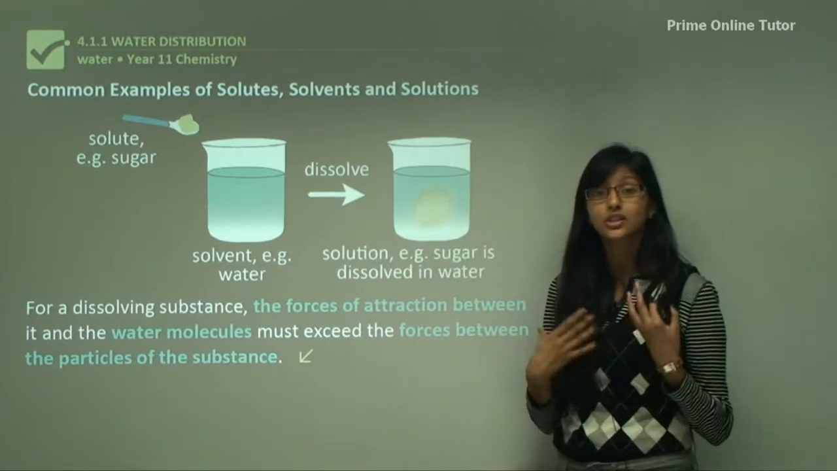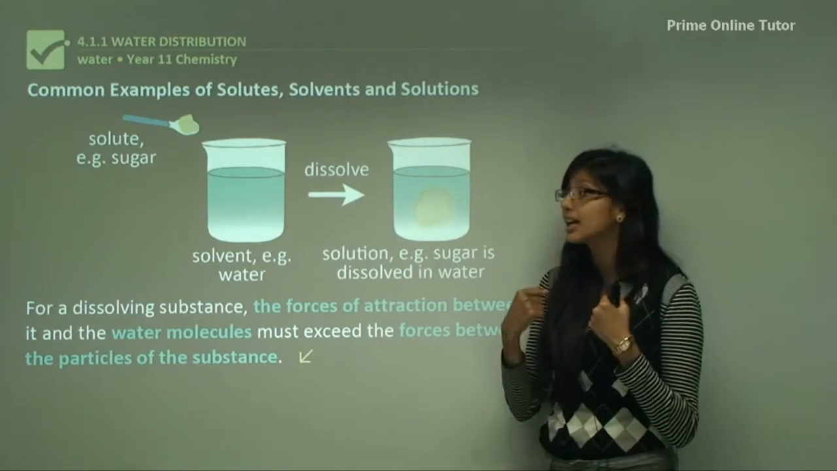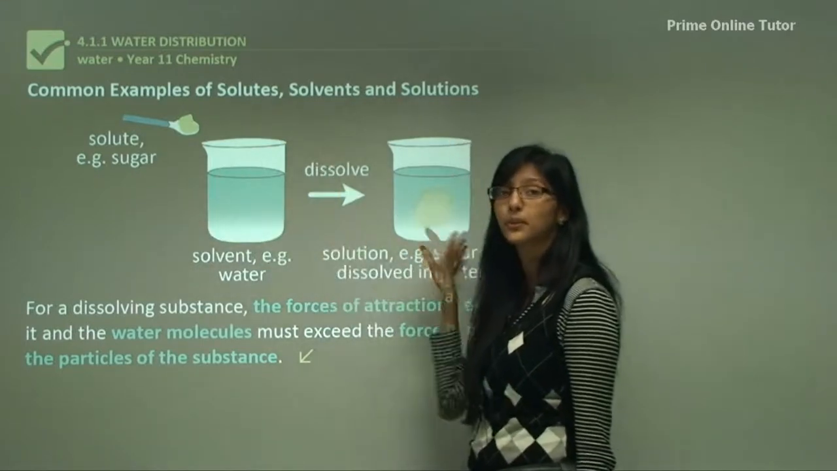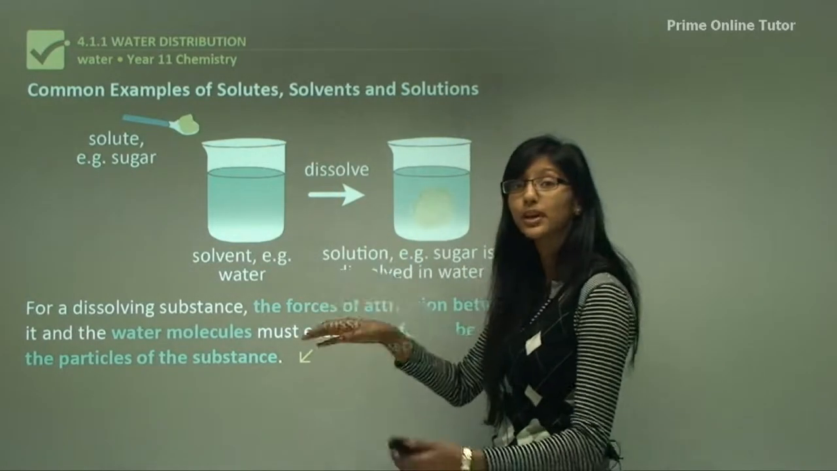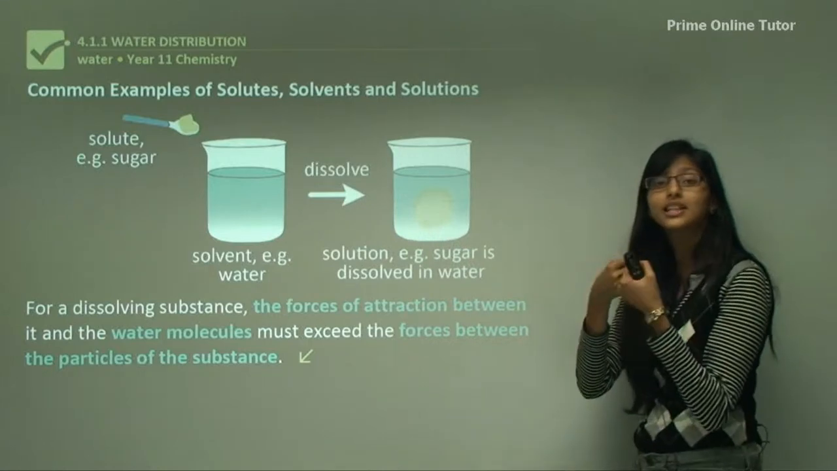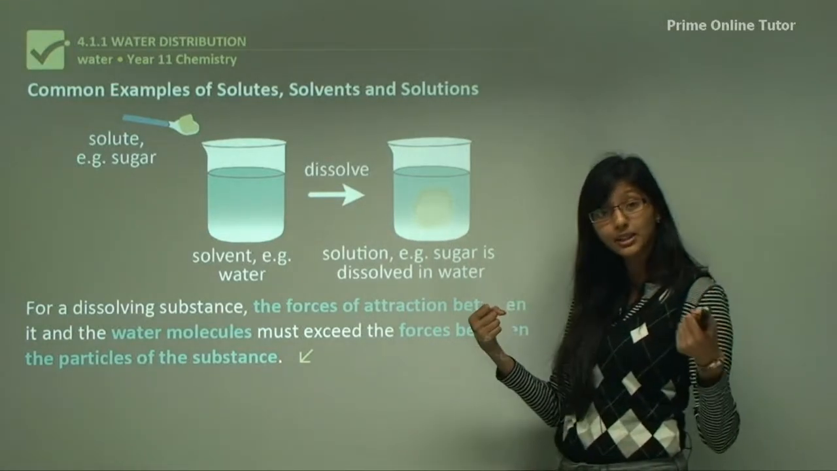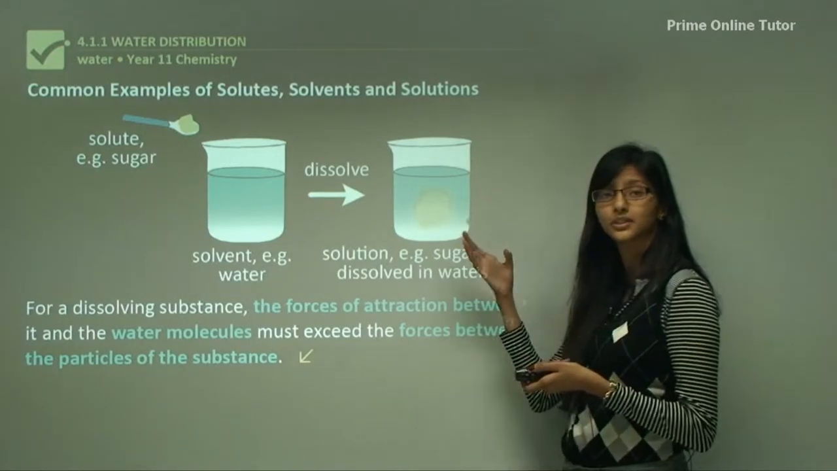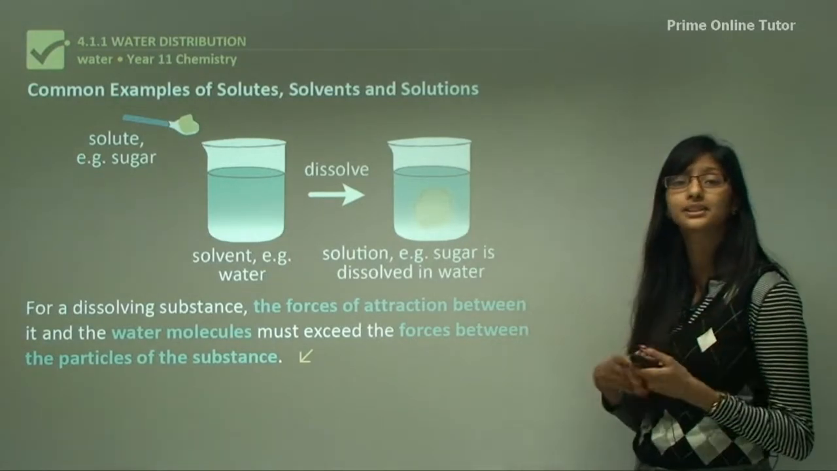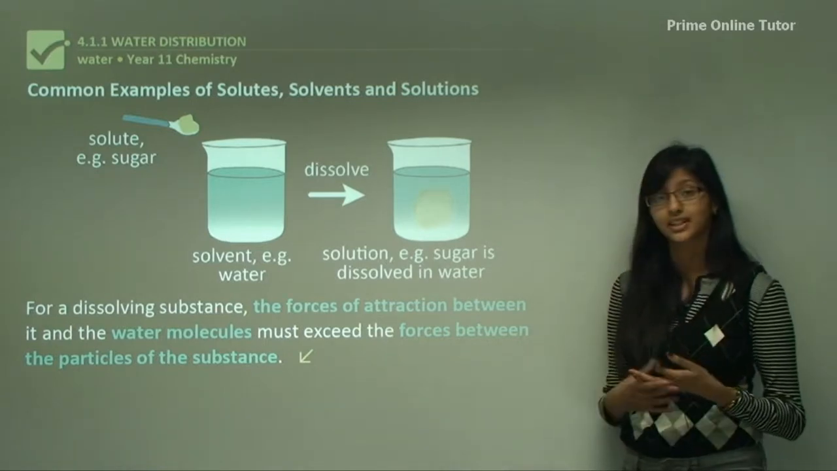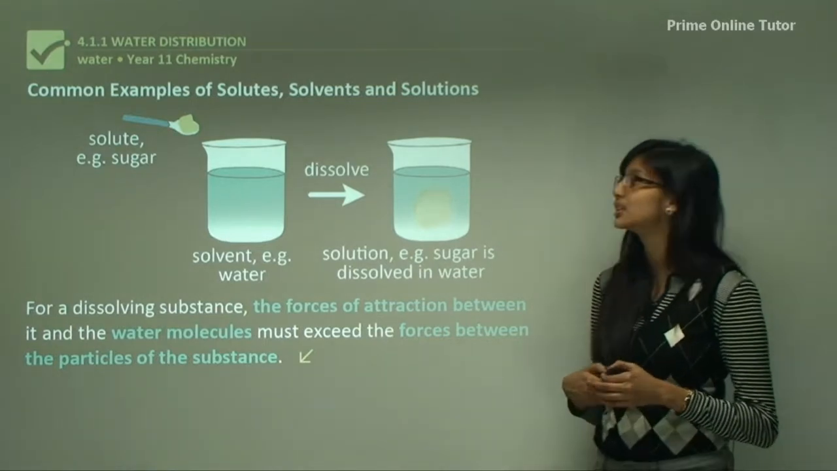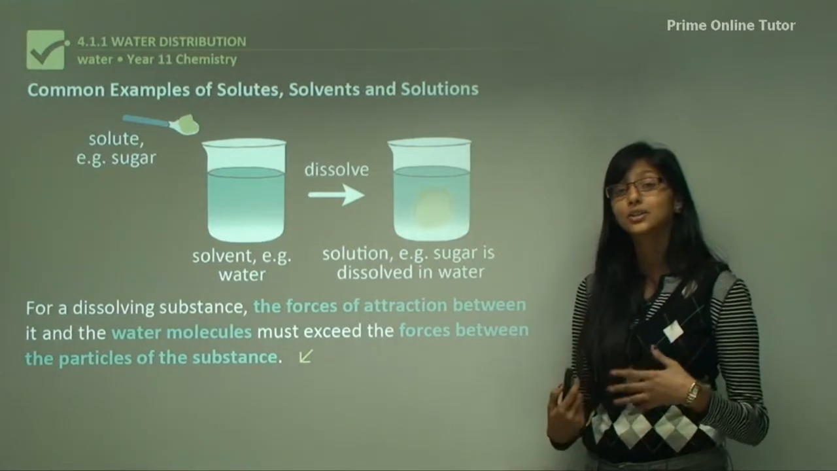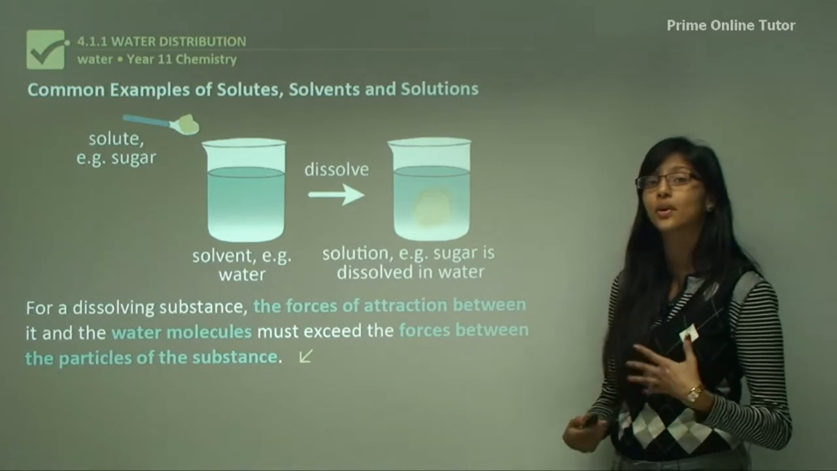So for a substance to dissolve, you need to break the bonds between the sugar molecules that they initially had before they were put into the solution. When you put them into the solution, those initial attracting bonds break between the sugar molecules, and they form new bonds with the water molecules. So that's how a substance dissolves in a solution. In this part, we looked at three very important terms, solute, solvent, and solution, and we also looked at how water is a very important solvent.